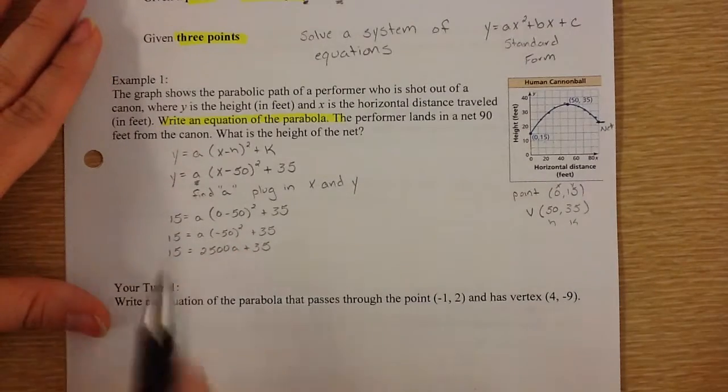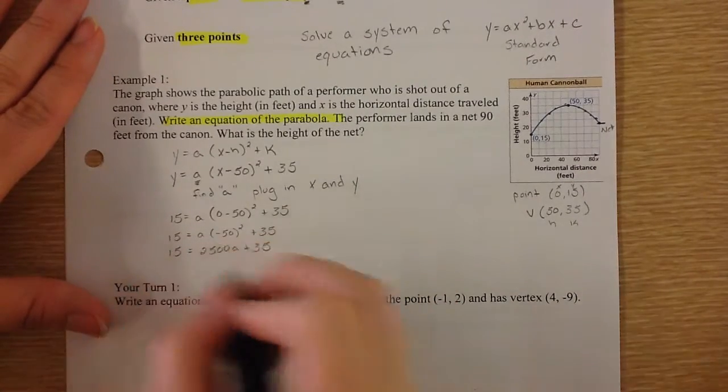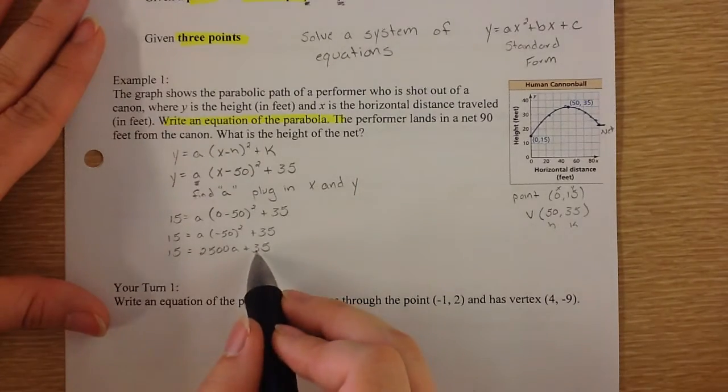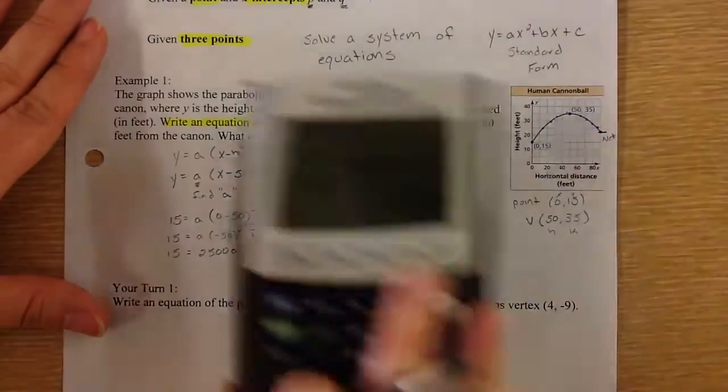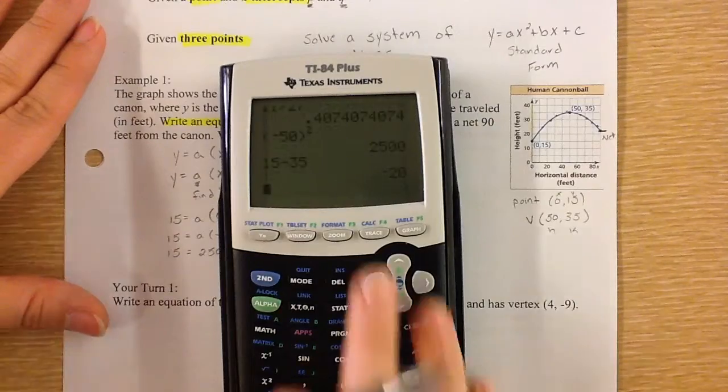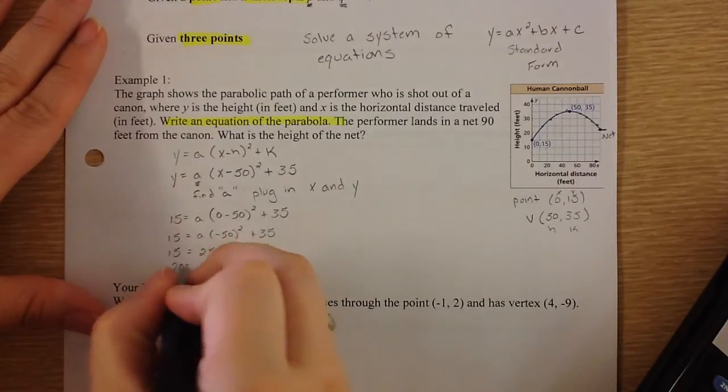Okay, let's subtract the 35 from both sides. So we'd have what? 15 minus 35. Make sure we don't make a mistake. Negative 20.